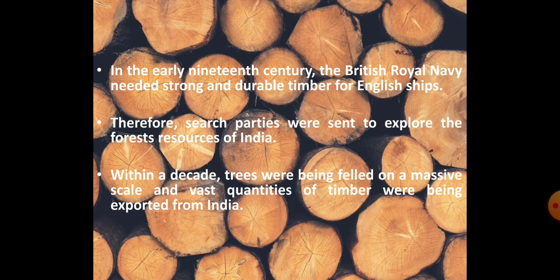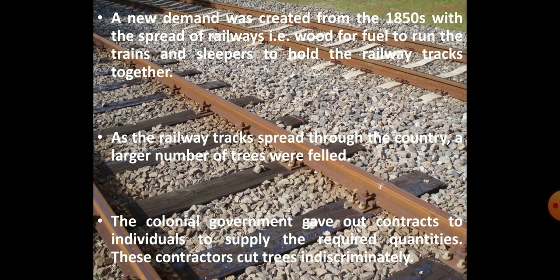In the early 19th century, the Royal Navy of England needed regular timber supply for their ships. Therefore, forest resources of India were explored. Trees were felled on a large scale and huge quantities of timber were exported from India. The expansion of railways created a new demand. Wood was needed as fuel to run the trains, and to hold the railway tracks together, sleepers were required. Approximately 2000 sleepers were needed for 1 mile of railway track.